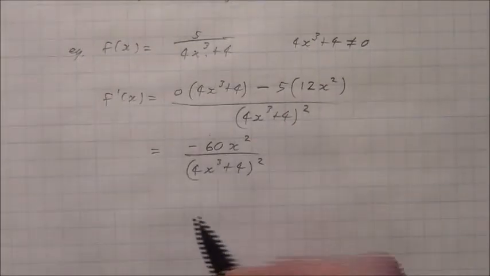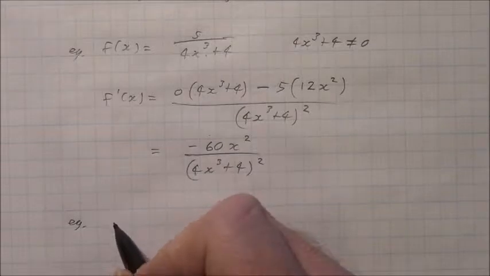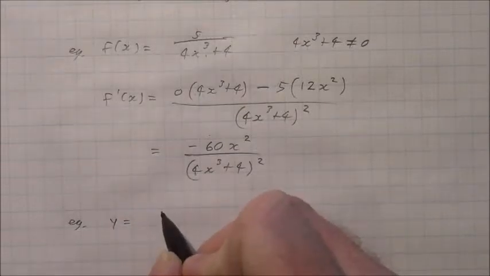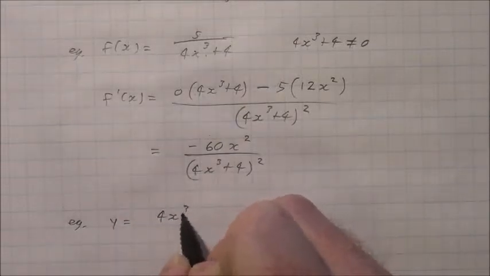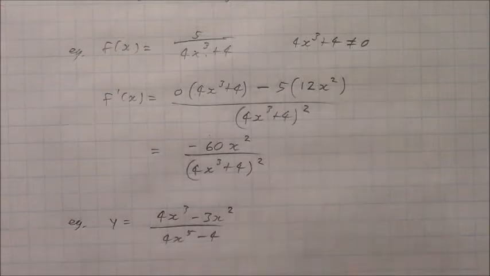Okay, so moving along to example 2. Let's say y is 4x cubed minus 3x squared, and that's over 4x to the power of 5 minus 4.